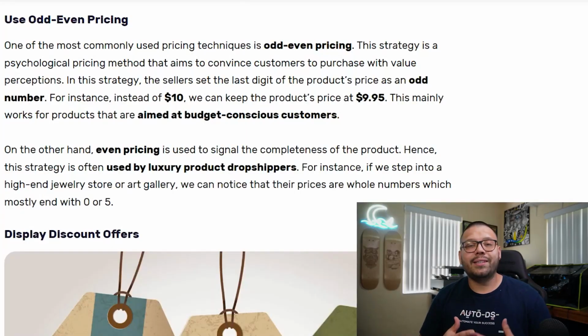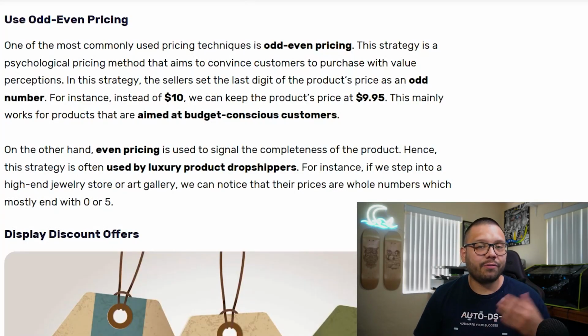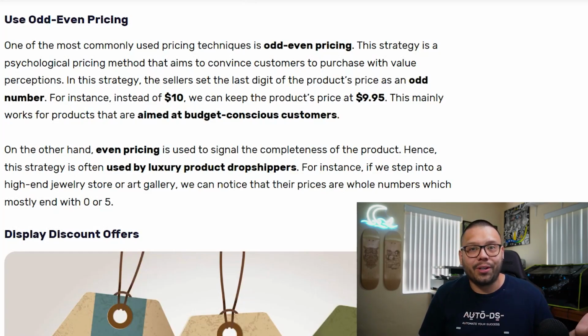So remember, more than anything, this pricing method is going to be aimed towards budget conscious consumers. Now, if you decide to price something at an even price, let's say $4, $40, $400, $444, typically this is used to show the completeness of a product. Typically, this pricing method is going to be used by luxury dropshippers, so people that sell more high-end products.